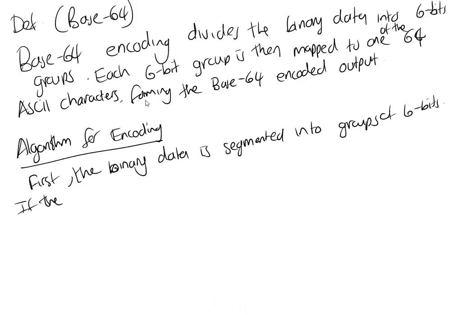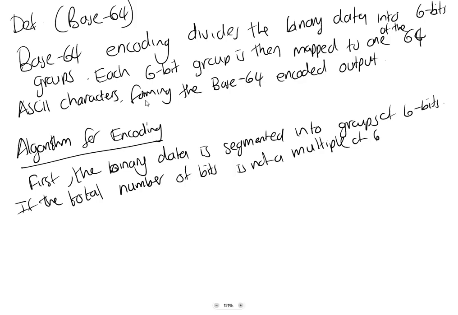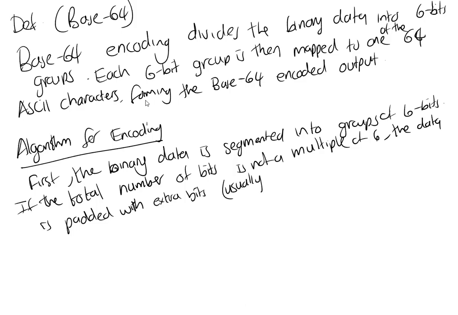If the total number of bits is not a multiple of 6, the data is padded with extra bits. These are usually 0, so in this course we will use zeros to make up the difference.